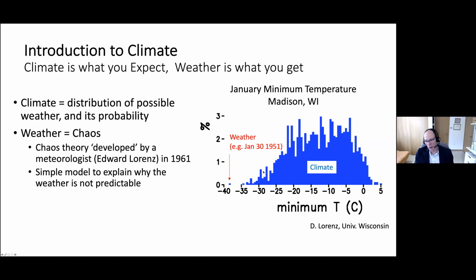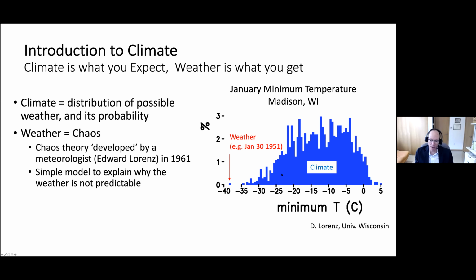So what this shows is that the overall climate in Madison, Wisconsin is the distribution. That's the expected minimum temperature on any day in January. But the weather could be any of these particular values. And the all-time coldest temperature in the 20th century in January was January 30th, 1951. You hit a minimum temperature of minus 40 degrees centigrade. That happens to be about minus 40 degrees Fahrenheit as well. It's really cold. But in any given January, you can be anywhere on this distribution.